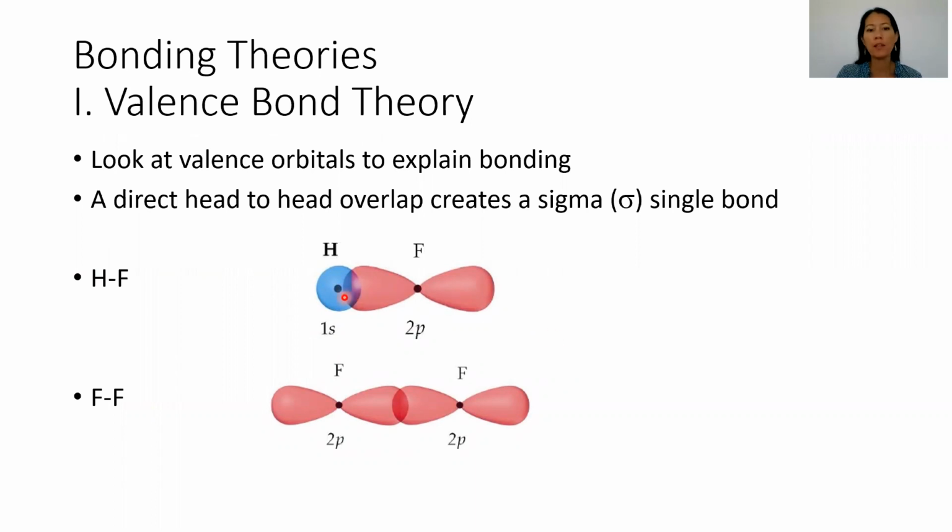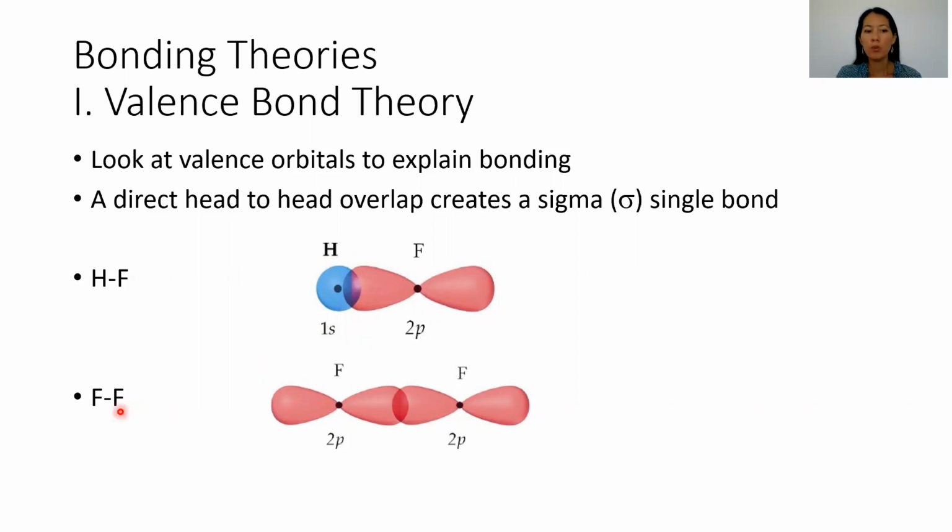So for example, if I combine an H and an F, my outer unpaired electron for a hydrogen is a 1s, and for a fluorine, it's in a 2p. So this is why it's important for you guys to know the shapes, because an S is spherical here, and a P has these two lobes, and you can see the best way for them to overlap is head-to-head, shown here. So this is going to create your sigma bond.